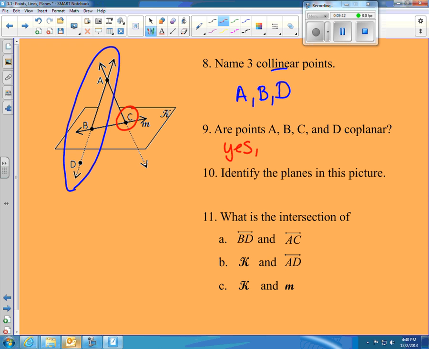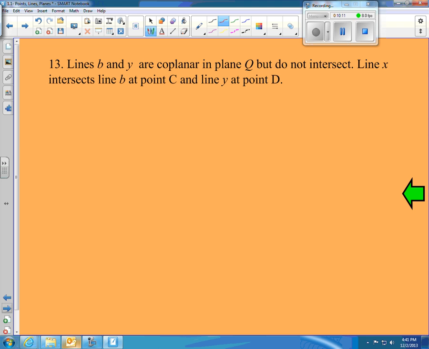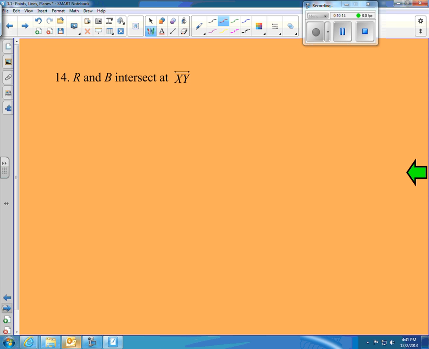10, identify the planes in this picture. Well, one that we just had would be A, B, and C, because those are not in the same line. There's one other really obvious plane there that I want you guys to find for us. Then I want you to finish 11, find those intersections for our next class, and then problems 12, 13, and 14 ask you to draw some diagrams. Give those a try for class.